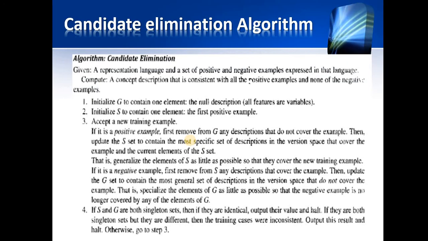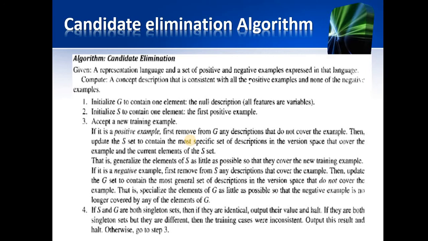Given a representation language and a set of positive and negative examples expressed in that language, the input will be some positive and negative examples. I will discuss what is a positive example and what is a negative example. Then compute a concept description that is consistent with all the positive examples and none of the negative examples. First step, initialize G to contain one element, the null description. Initialize S to contain one element, the first positive example.